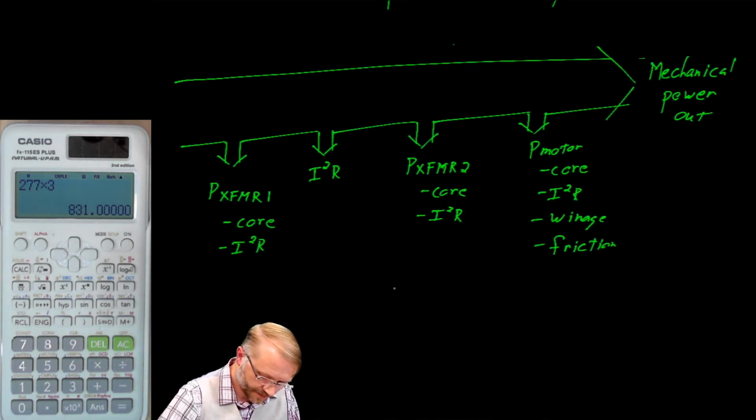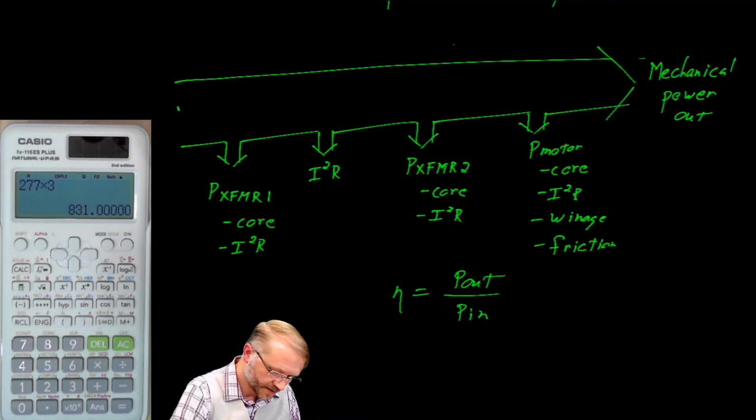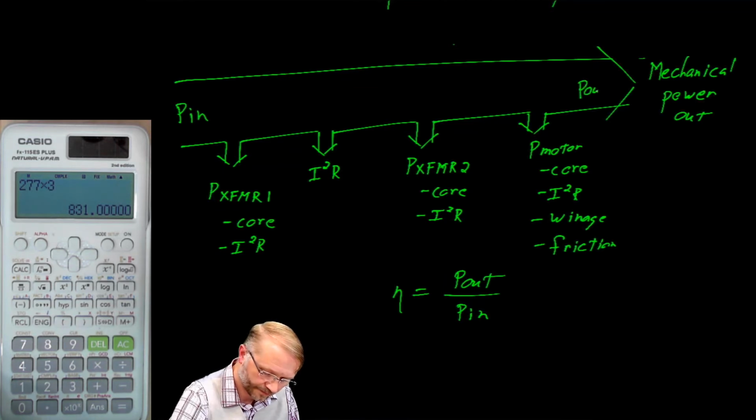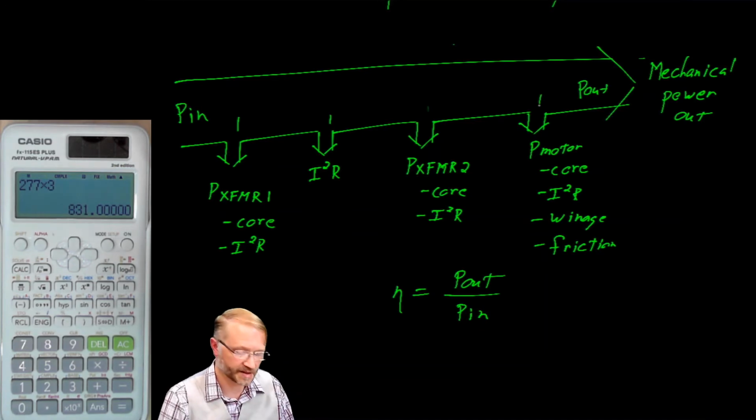Again, efficiency, eta, is our power out over our power in. So this is our power in, this is our power out, and all of these are power that's lost in the system.